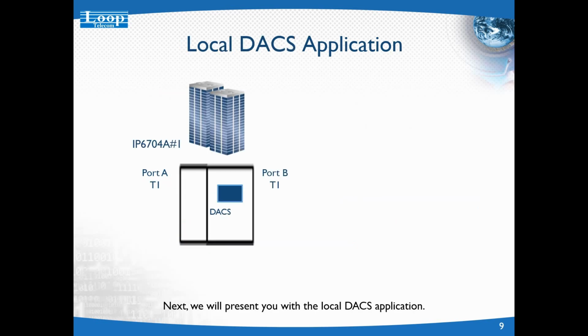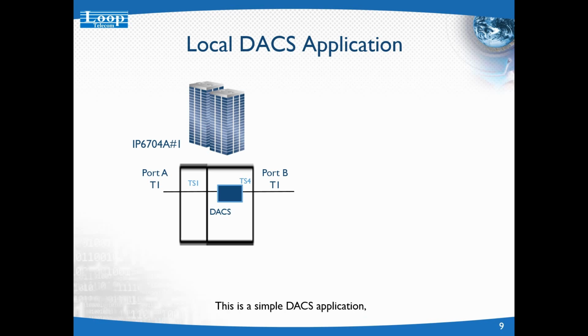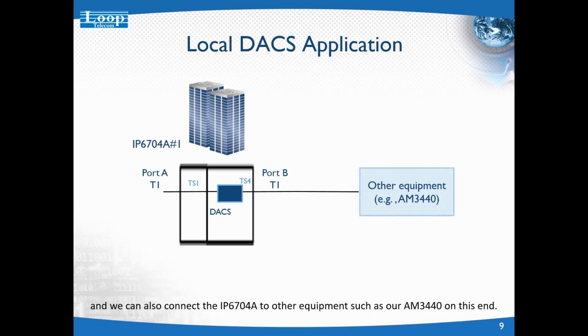Next, we will present you with the local DACS application. In this example, the T1 from port A uses time slot 1. Then it goes through the DACS circuit, maps to time slot 4, and finally outputs to the port B. This is a simple DACS application, and we can also connect the IP6704A to other equipment, such as our AM3440 on this end.